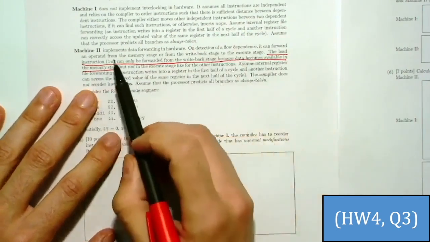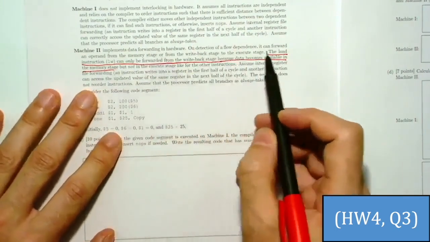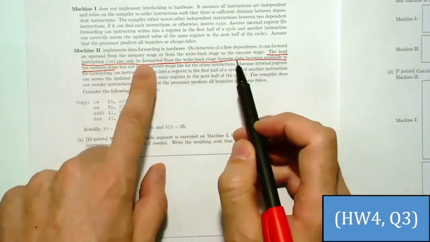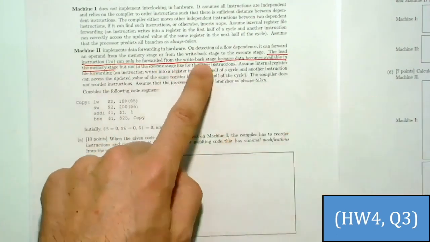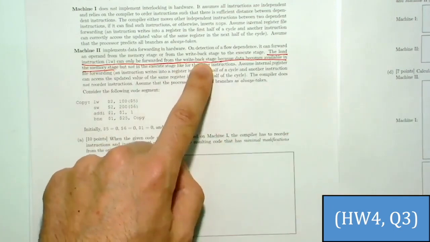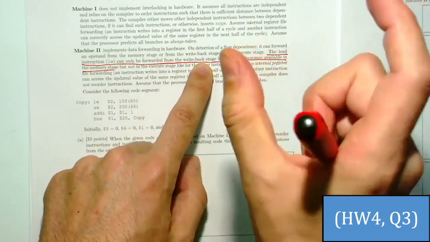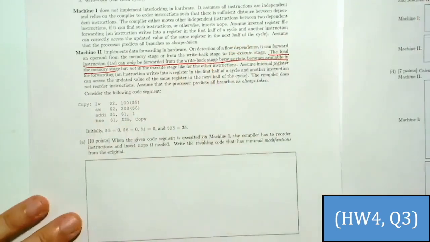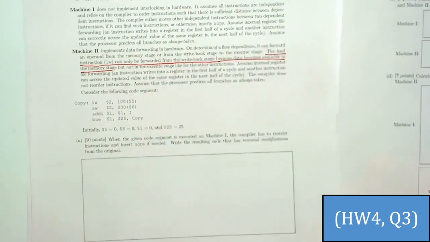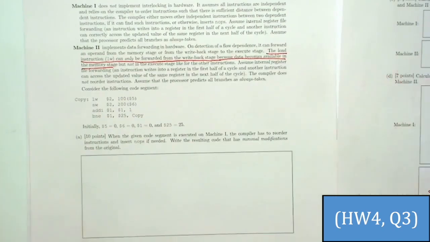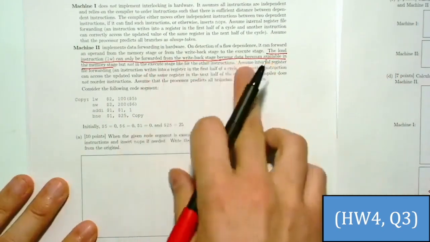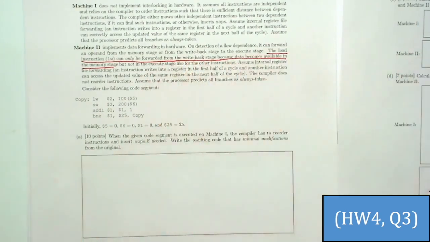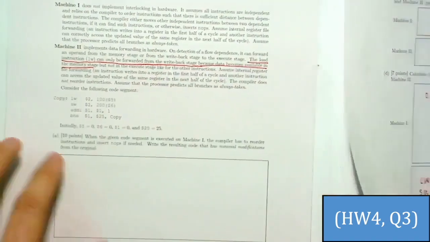And for the other forwarding, it can forward an operand from the memory stage or from the write back stage to the execute stage. So the load instruction can only be forwarded from the write back, because the value is ready in the memory stage, so in the next stage you can forward to the execution stage. The underlying details are not specified, but we have to assume that we can do what is specified in the question.